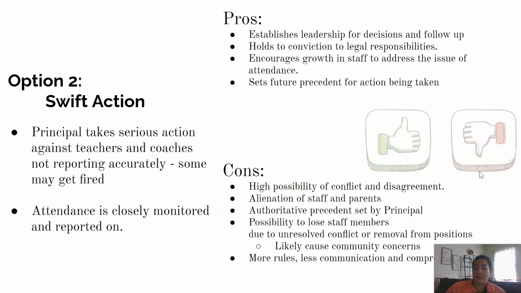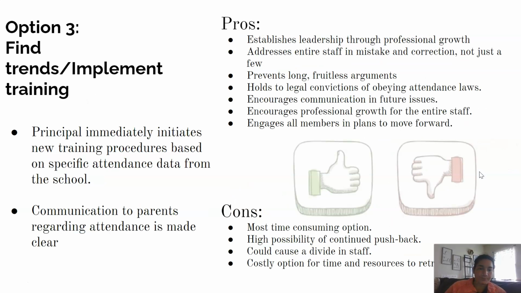It seems like these teachers are pretty established in this school. And it really puts more rules and less communication into the situation. Option 3 would be to look for trends and implement training. So the principal immediately initiates training procedures based on attendance data from the school, and communication goes out to parents regarding any kind of changes or any policies for attendance.